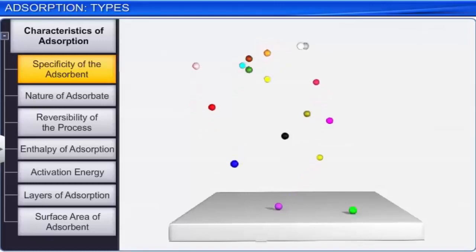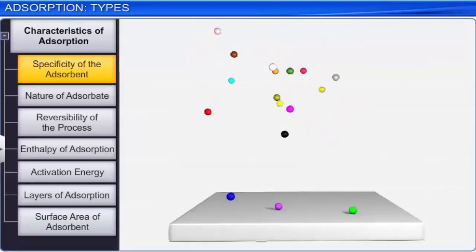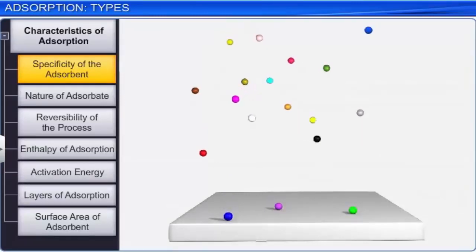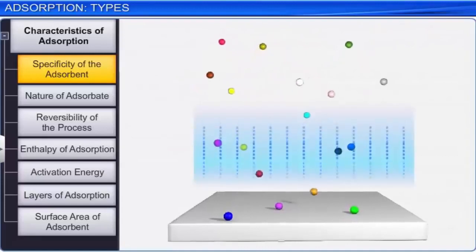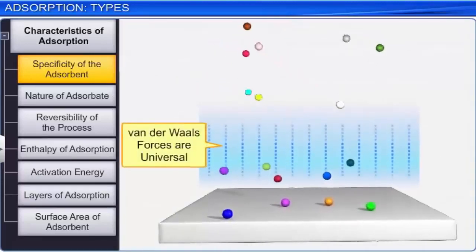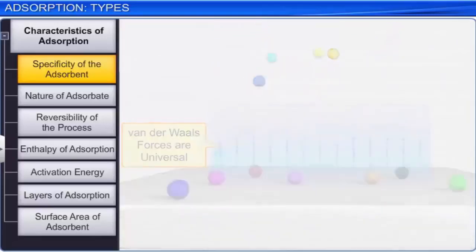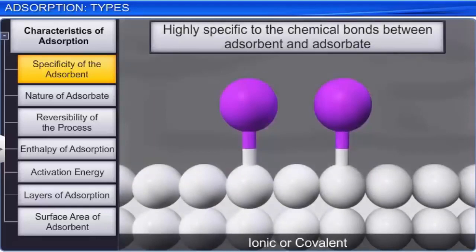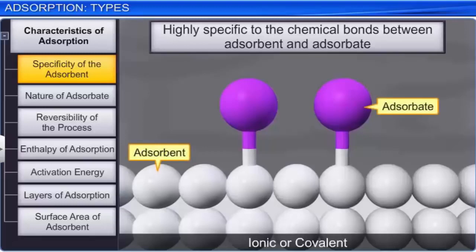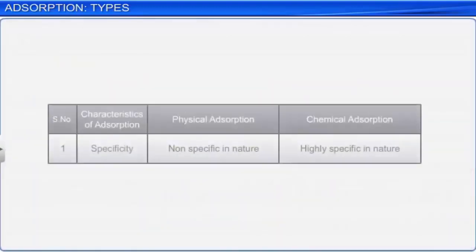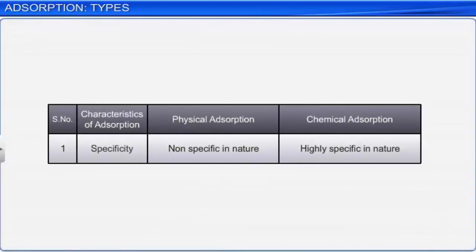In physical adsorption, the surface of the solid or the adsorbent has no specific preference for any type of gas molecules or the adsorbate, because the van der Waals forces that act on the adsorbent and the adsorbate are universal. However, chemical adsorption is highly specific and will occur only when an ionic or covalent bonding is possible between the adsorbent and the adsorbate. Therefore, we can infer that while physical adsorption is not specific in nature, chemical adsorption is highly specific.